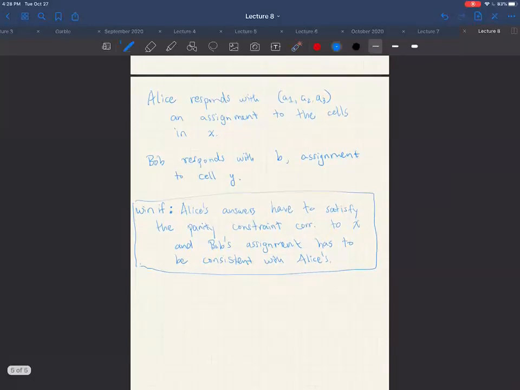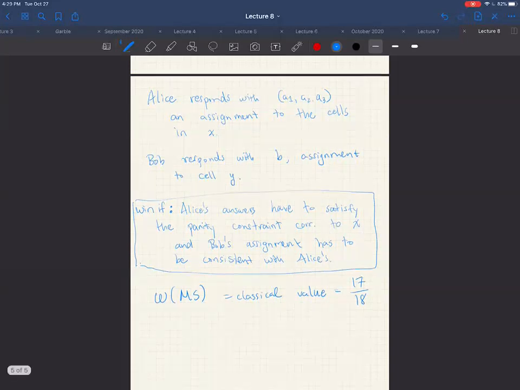This is the magic square game. As a non-local game, I'm just going to abbreviate it as MS. And the classical value of this game is going to be strictly less than one, as I mentioned. In fact, it's only going to be 17 over 18. Basically the way to see that it cannot be one is that if it were one, it would imply that they could consistently fill out all of the squares such that it satisfies all of the constraints. But we know that's not possible. So it has to be less than one. And in fact, they can win 17 out of 18 times. So that's not too hard to show.